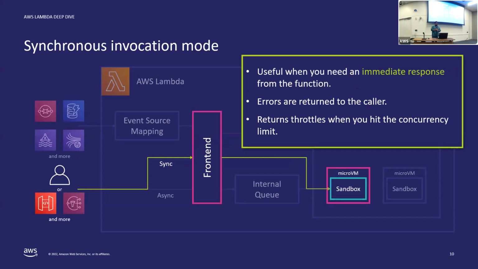Let's talk about synchronous. In all three modes, you'll see the front end is hit first, and that takes care of routing and figuring out how the execution environment is to be provisioned by the service. In this case, if you're looking for an immediate response like with API Gateway, the front end will figure out what the execution environment is, pick up the sandbox, and run the micro VM.